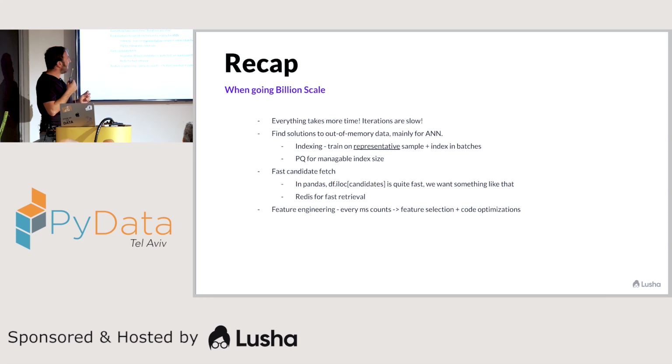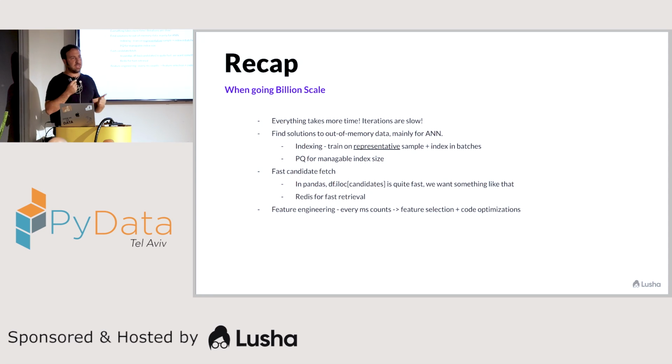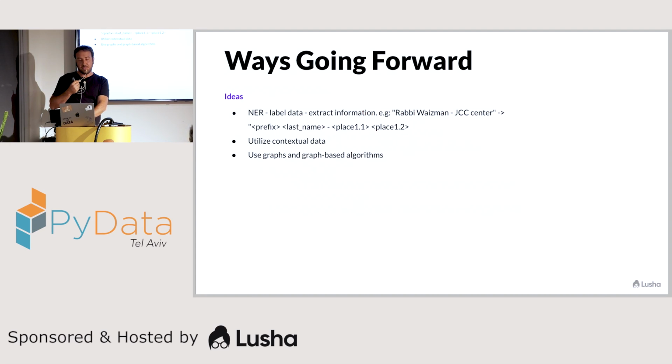And just a quick recap. About going to billion scale, what matters is that we need not to rely on in-memory solutions, right? We need to go by batches. We need to use product quantization. We need to use fast retrieval. So it's not just pandas iloc, because it doesn't work when you're dealing with those massive data sets. And I think that's it.